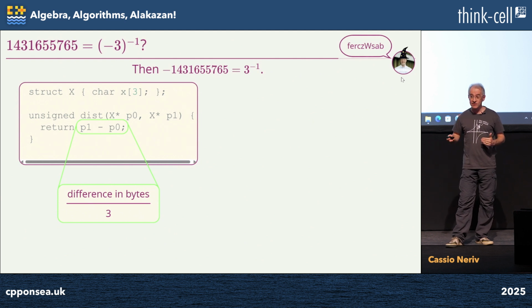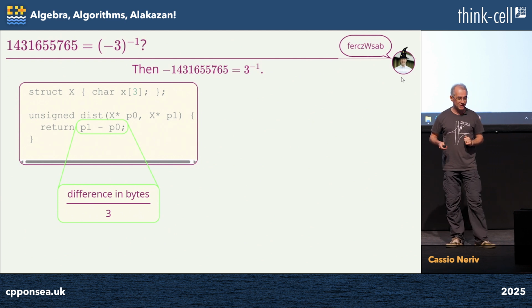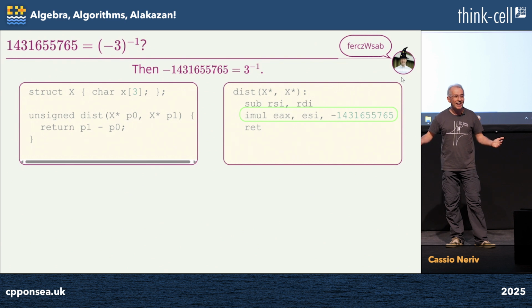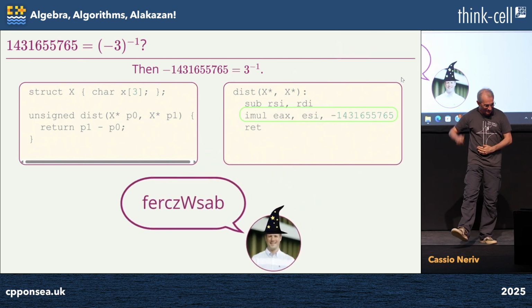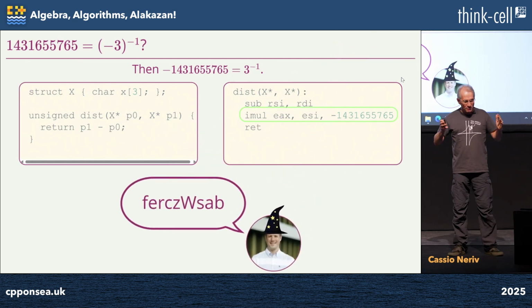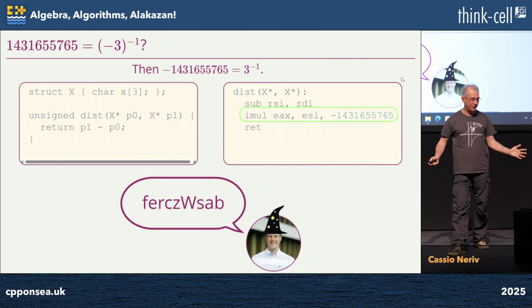So let's see how GCC and Clang perform that division. They multiply by the magic reciprocal. But how? Which magic is that? But seriously, can we make sense of this magic?